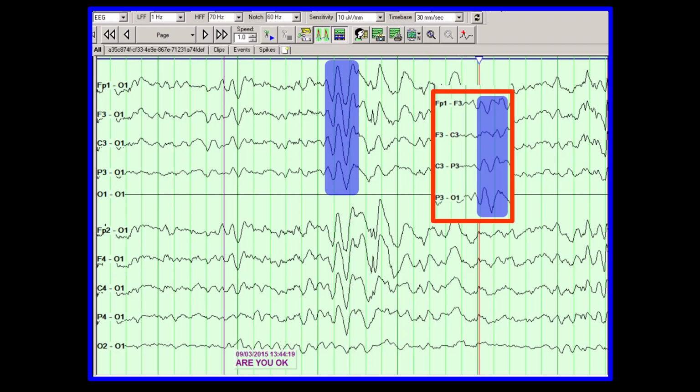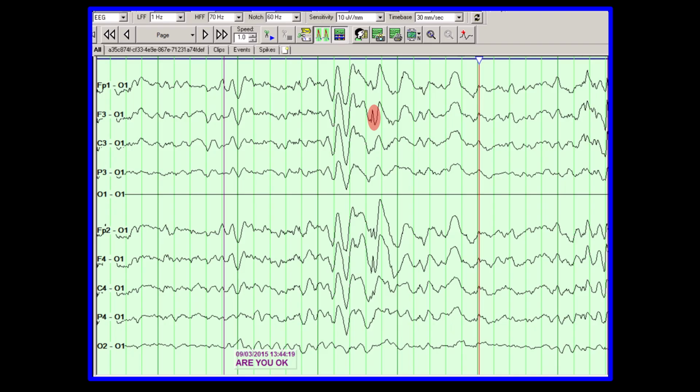Yet the waves generated from P3 to O1 using common electrode reference montage and bipolar montage have not changed. Also notice that the activity restricted to F3 in the bipolar montage is still restricted to F3 in the referential montage, but it is less well appreciated. I have included in the square the bipolar representation of the same activity so you can compare them.